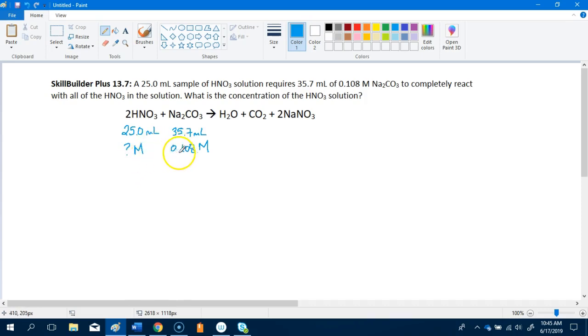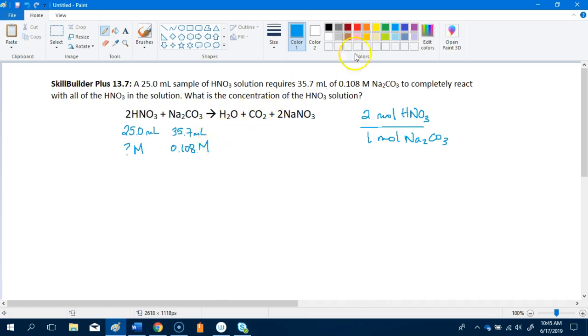So in 13.7 we were looking for the concentration of sodium carbonate. Now we're looking for the concentration of hydrogen nitrate. So a little bit different, but our ratio of hydrogen nitrate to sodium carbonate, our mole ratio, is still 2 moles of HNO3 to 1 mole of Na2CO3. So we're going to use this conversion factor in our solution.